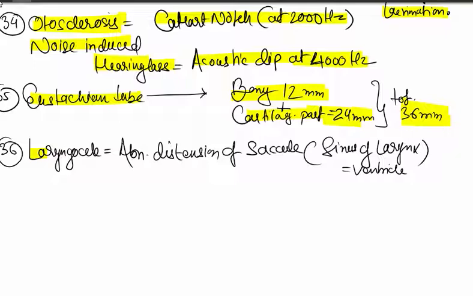Laryngocele is abnormal distension of saccule, that is in the sinus of larynx, also known as ventricle.